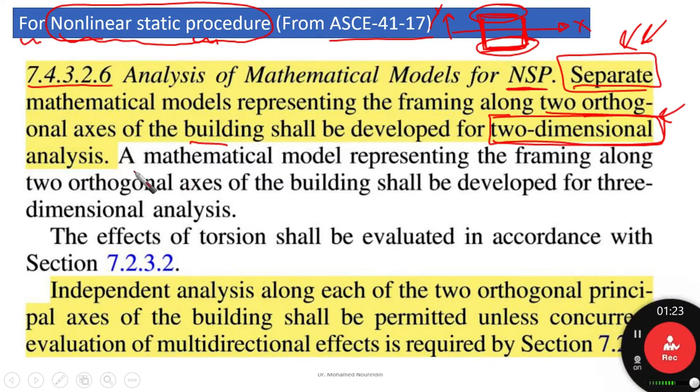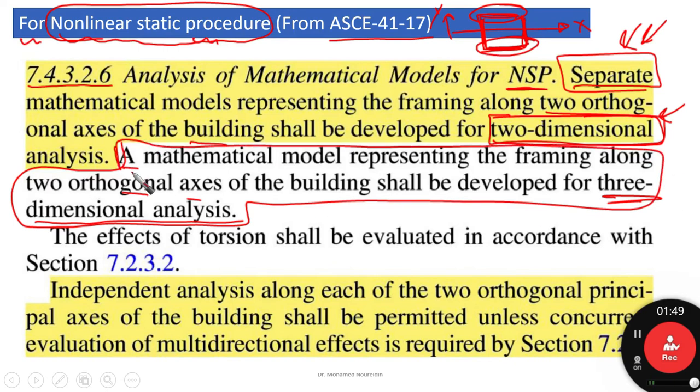Okay, and another alternative, which is always the most accurate way of modeling, is 3D modeling. A mathematical model representing the framing along two orthogonal axes of the building shall be developed for three-dimensional analysis. So this is the case for 3D analysis. It is always welcomed, of course, but we are talking about when and whether or not it is allowed to use 2D analysis, and we found that it is allowed here for nonlinear static procedure under ASCE 41.